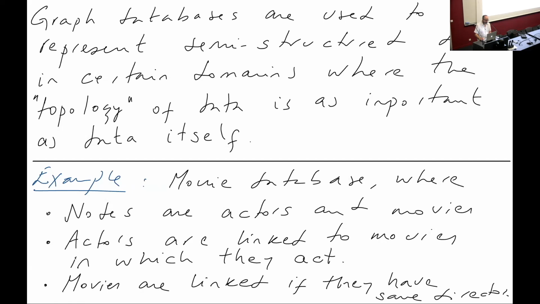In which nodes are actors and movies, and actors are linked to movies, and movies are linked if they have the same director, for instance. You can clearly represent this with a relational database, but a relational database will not really represent the topology of the data, this interlink. I mean, you want to traverse and navigate this data, you want to visualize the structure of the data, and the way in which this could be done is by using a graph database.